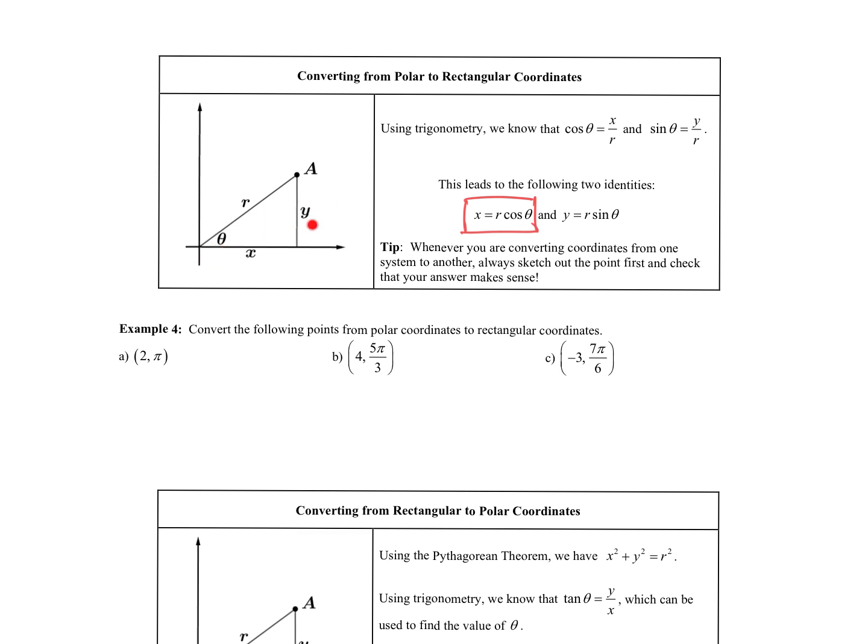It's actually derived from this little triangle. So this is my what side? Opposite. This is my what side? My hypotenuse. And that deals with what? Sine. So sine theta is equal to y over r. If I multiply by r to solve for y, what does y equal? R sine theta. All right, so y is equal to r sine theta. You need to know those two.